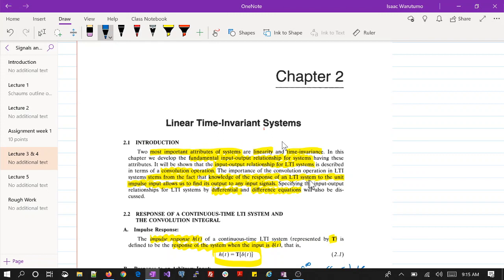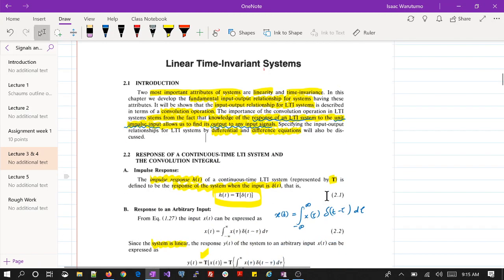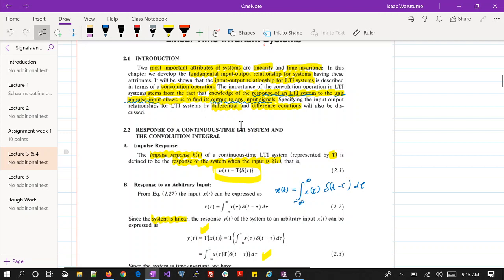So the importance of the convolution operation in LTI systems stems from the fact that knowledge of the response of an LTI system to the unit impulse is very important. If we know the response of an LTI system to a unit impulse, then we can always find its output given any input signal. Specifying that input-output relationship by differential or difference equations is what we are going to be discussing in the later section of this class.